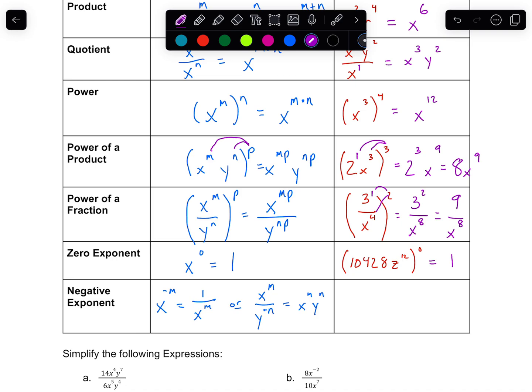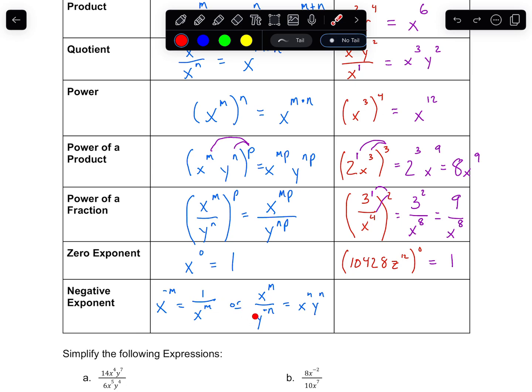Okay, and then our negative exponent property states that if we have a negative exponent, it is going to simply jump either to the denominator or to the numerator. So if we have just a regular term with a negative exponent, it's going to jump down to the denominator. What's important here is if we don't have any terms up top with a positive exponent, we have to have this 1 as our placeholder.